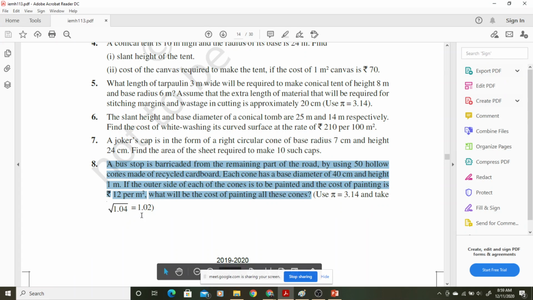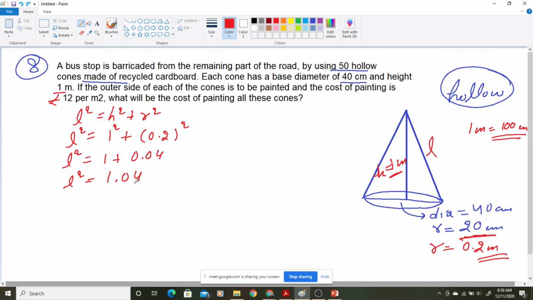And just see in the question, you are given the root value of 1.04 already. It is 1.02. So that means if L square you are taking 1.04, L you will be taking 1.02 meter. Also the pi value is given in the question as 3.14. Now we will be finding the CSA.